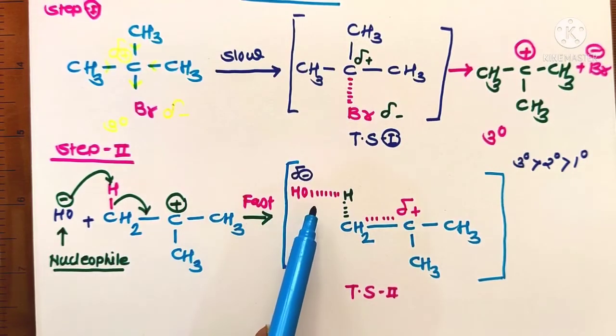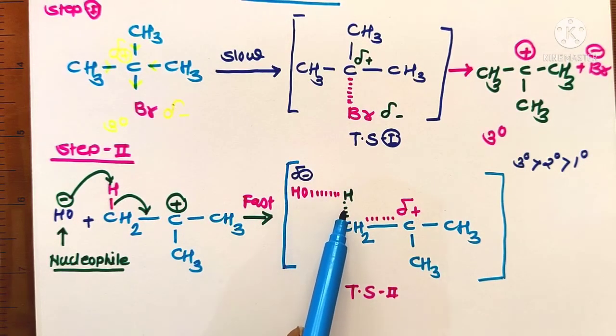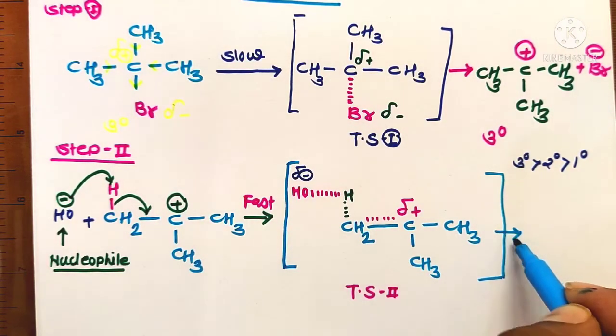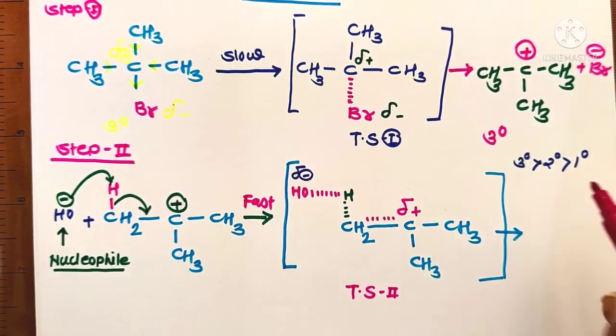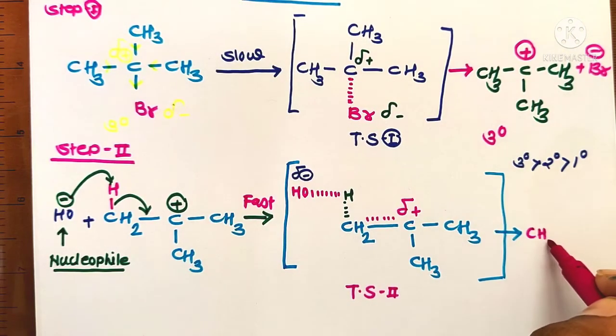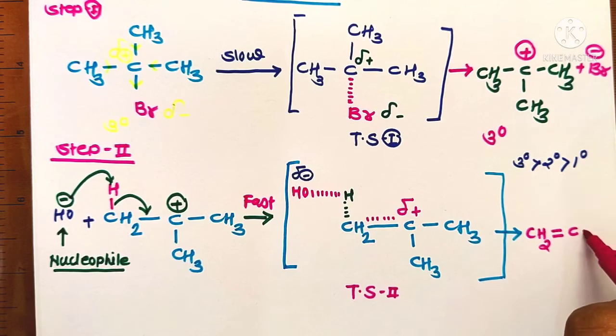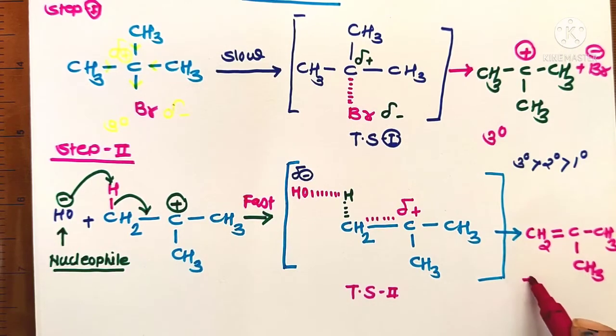Here these are the broken bonds, indicating elimination from this substrate molecule and formation of a double bond, single to double bond, to form the final product of this reaction, that is CH2 double bond CH3, with the elimination of a water molecule.